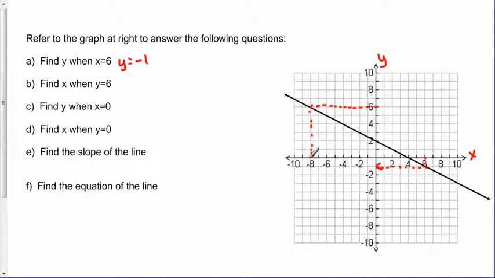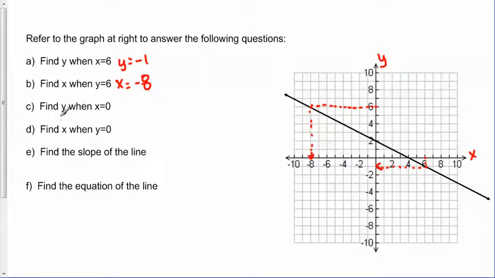And so when we come down to find the x that corresponds to that, we can see that the x is going to be -8. So x equals -8 when my y value is 6.